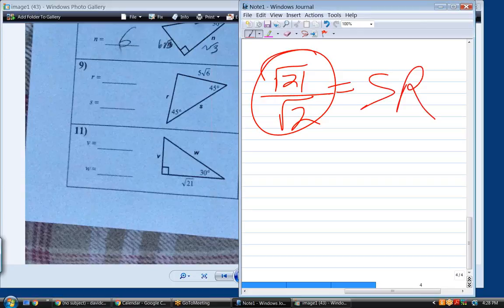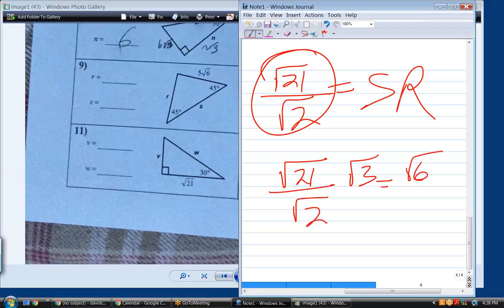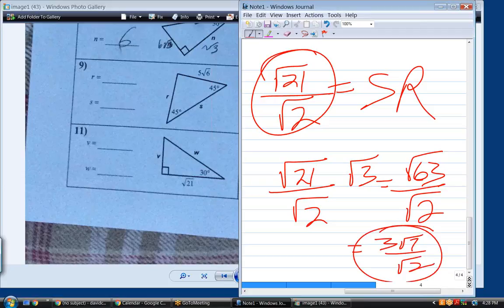Okay? And then the truth is how do I get this? Well, I multiply my similarity ratio times root 3. So now I have root 21 over root 2 times root 3. And now I have root 63 over root 2. And yeah, this is going to come down to 3 root 7 over root 2. That's not an acceptable answer for the side, v. So I would have to rationalize that.